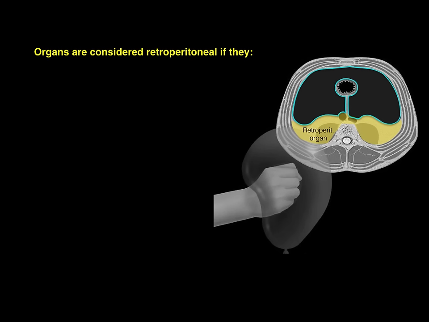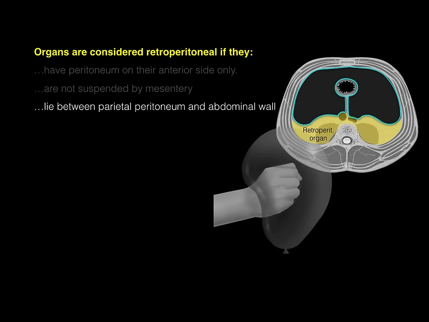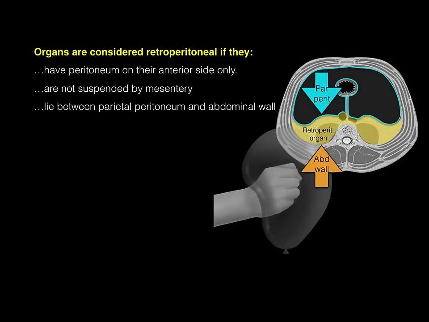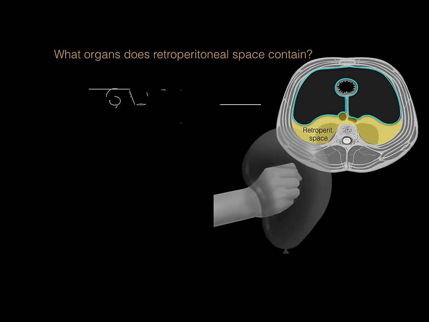And so organs are considered retroperitoneal if they have peritoneum on their anterior side only, are not suspended by mesentery, there's the mesentery, no mesentery, and lie between the parietal peritoneum and abdominal wall. So if all of these three conditions are met, then an organ is considered retroperitoneal. What organs does the retroperitoneal space contain?